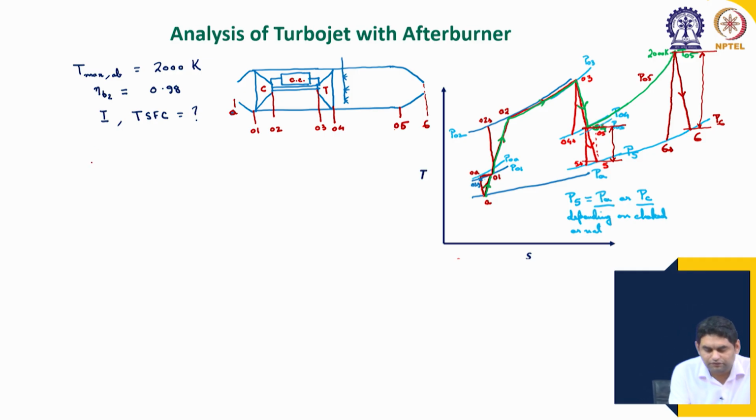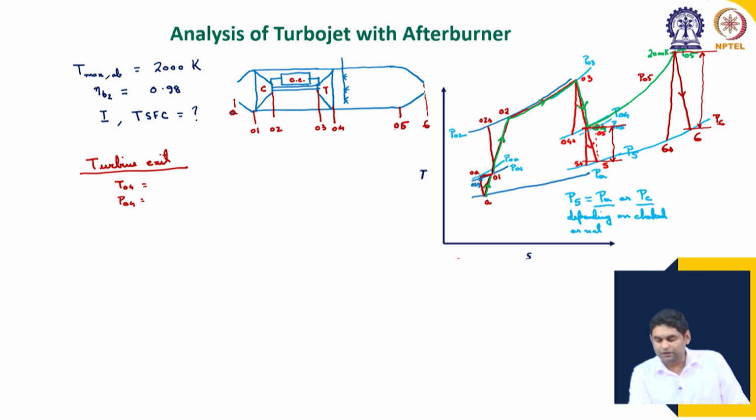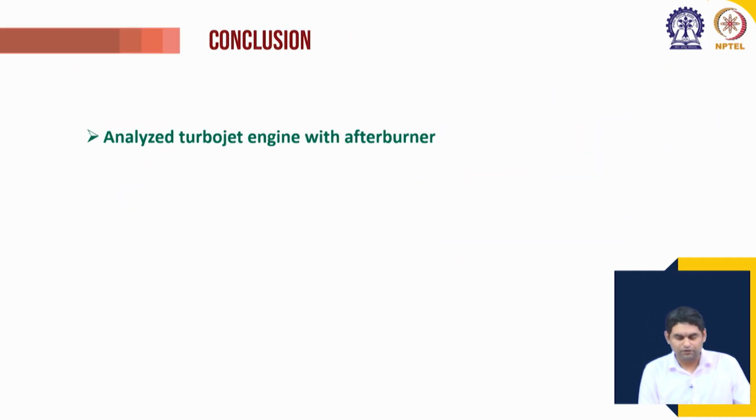At the exit of the turbine we had derived all the parameter values, and those will remain the same because there is no change up to this point. So, T04 and P04 are known to us. If this is an independent problem, we would have started with the diffuser, calculated for the diffuser, compressor, combustion chamber, turbine, and then we would have reached this point.